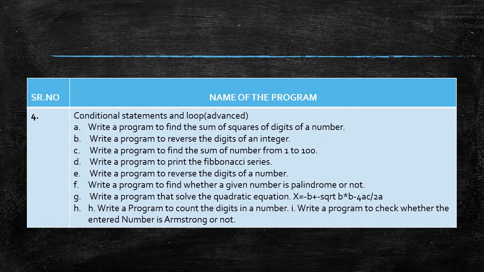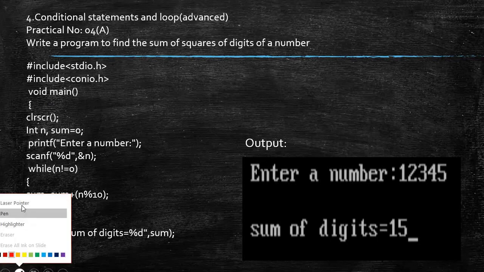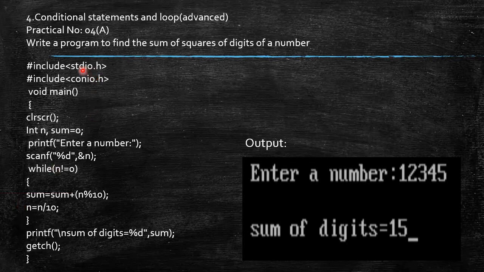First program is: write a program to find the sum of square of digits of a number. Let's begin with this program. Whenever we start with our programs, we require header files. So the first header file which I have put is stdio.h. This header file provides me the printf and scanf functions. Next header file is conio.h.